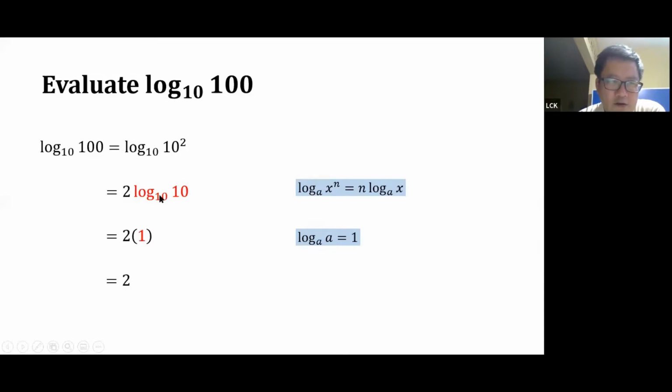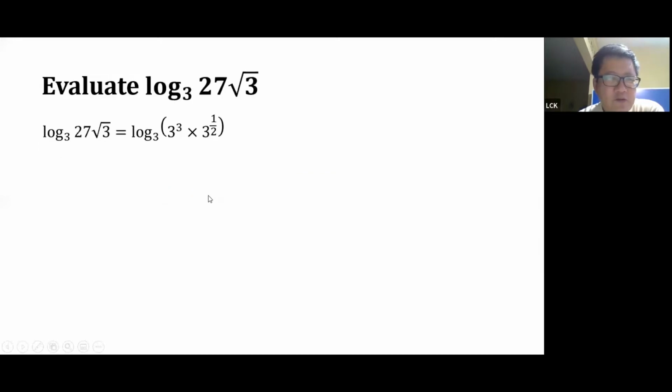So you have the 2 here, and log base 10 of 10 is simply 1. So 2 times 1 is 2. Now let's do a second question. This looks slightly different and slightly more difficult because this involves a surd, right over here.